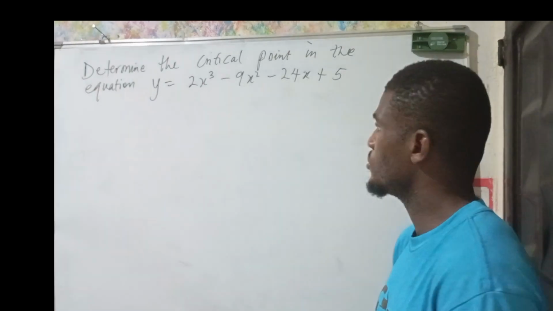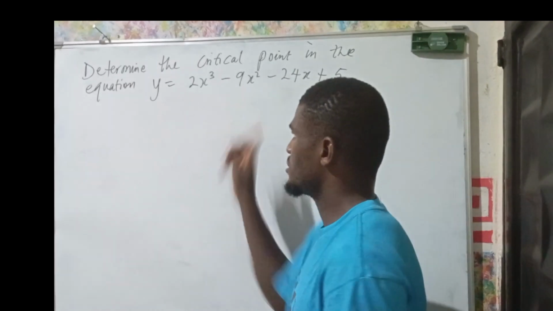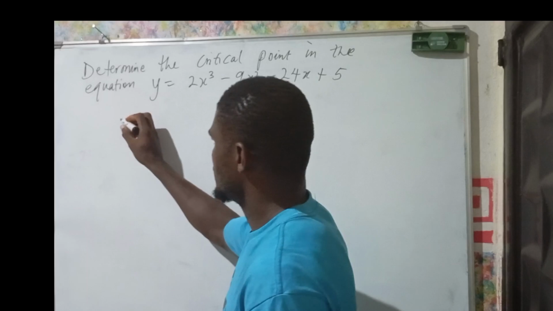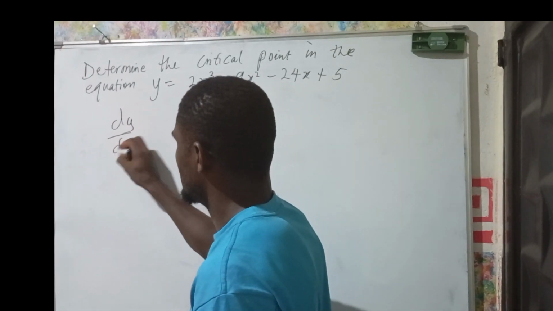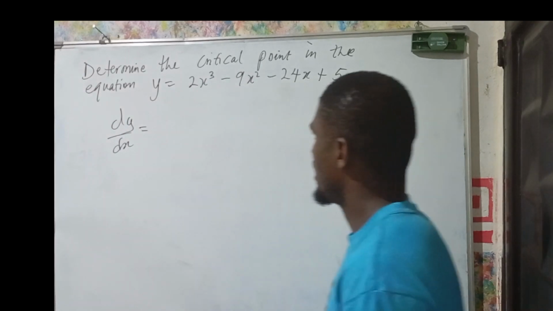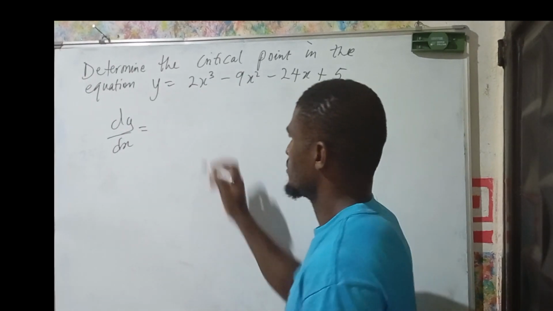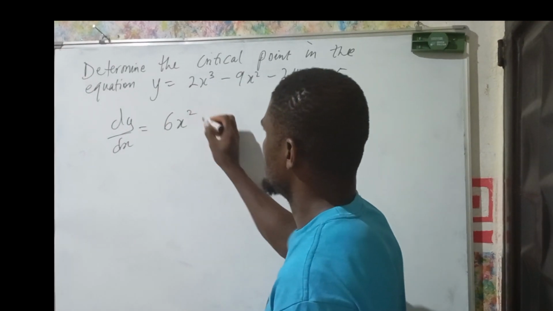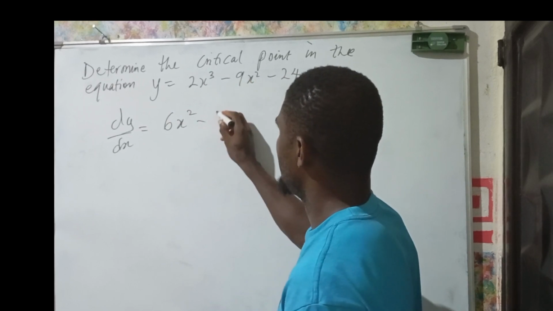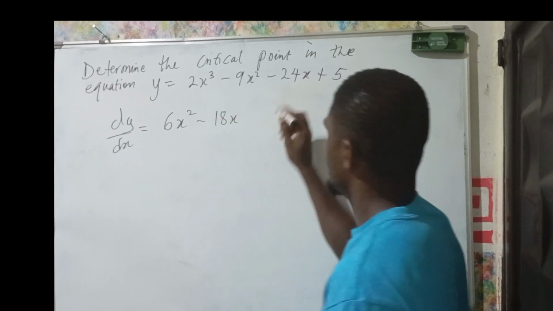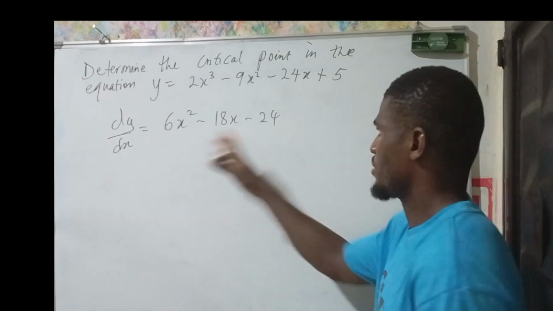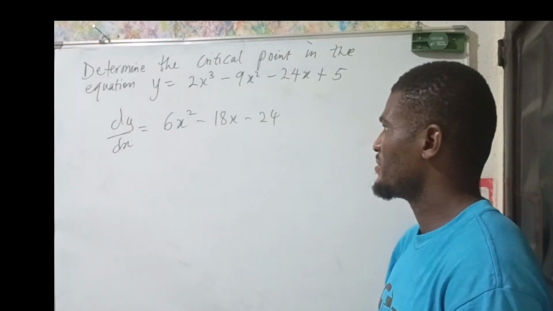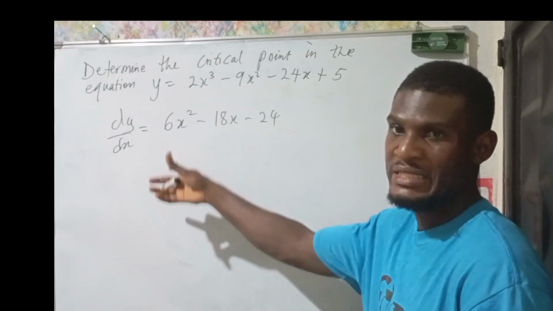The first thing we need to do is to differentiate this value. So we need to differentiate y with respect to x, so that we have dy/dx. And what we're going to have would be 6x², here we're going to have 18x, and here we're going to have minus 24. Alright, so that's what we have. And to determine the critical point, we have to equate this to 0.